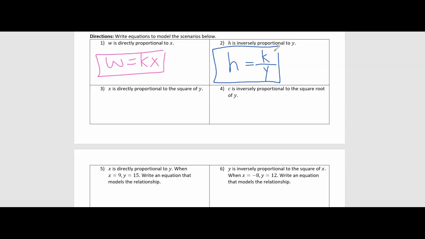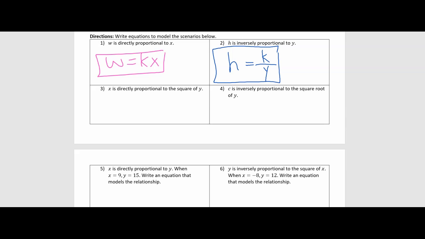Well, w is directly proportional to x. That means w is equal to k times x. H is inversely proportional to y, so we have h is equal to k over y. You could also do k times 1 over y, etc.